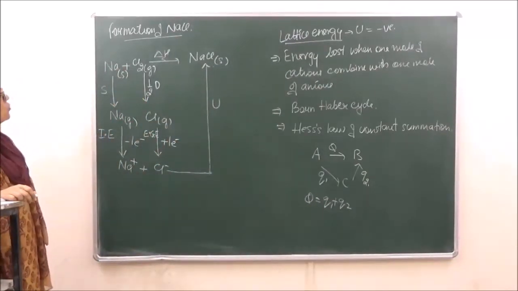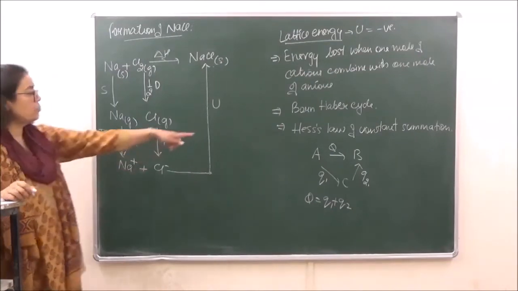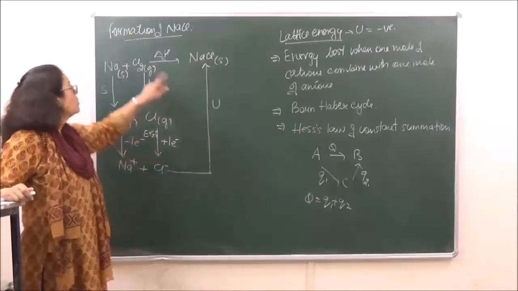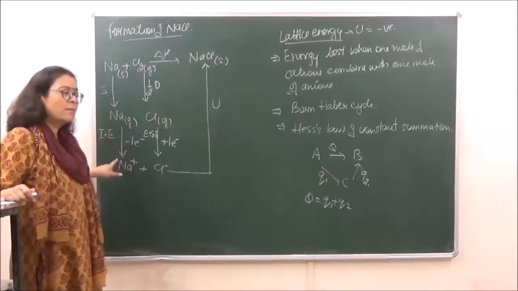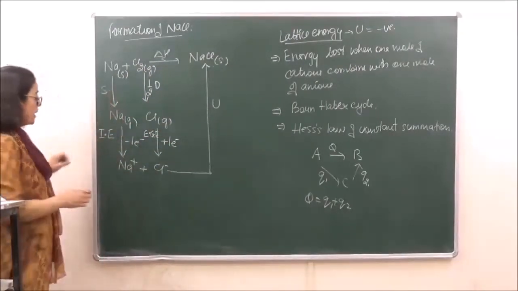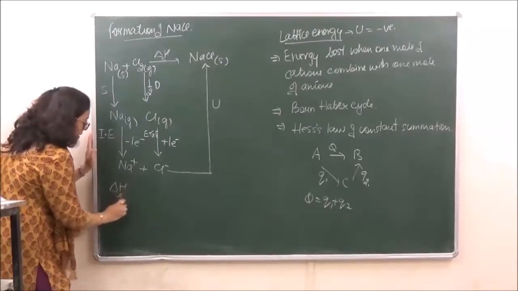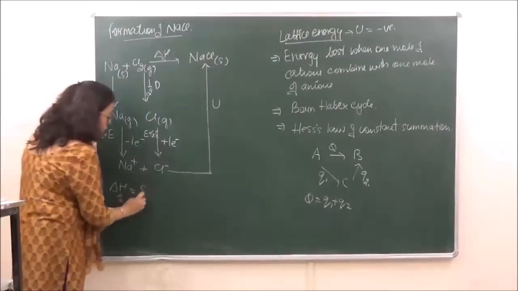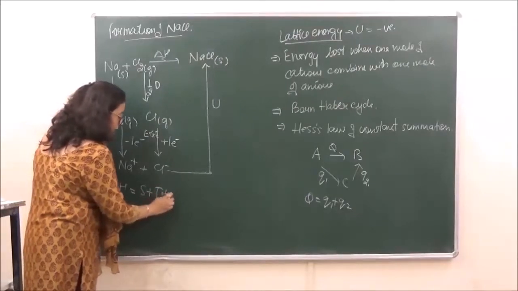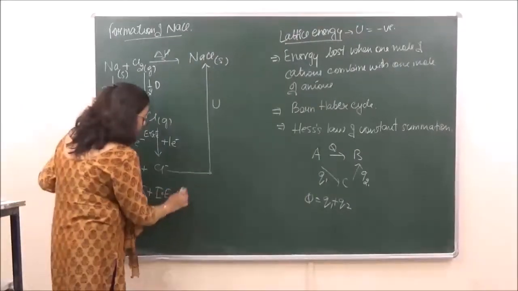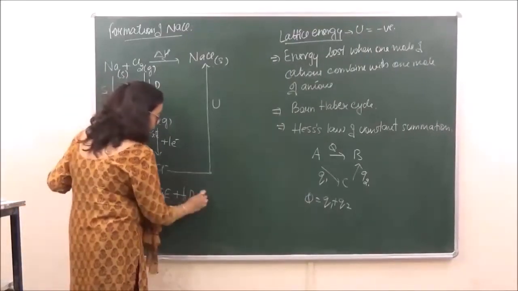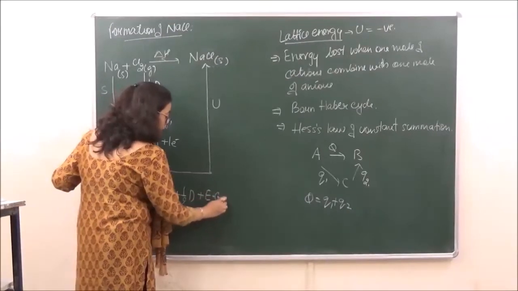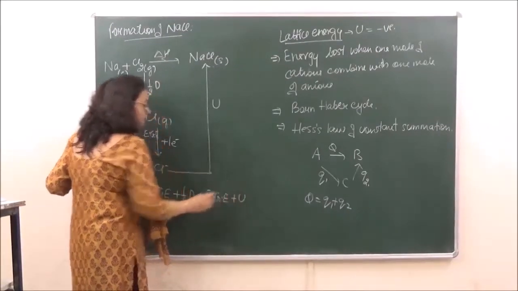In order to calculate the lattice energy, we use the Hess law of constant summation, which means that the total energy is the sum total of all the energies in the process. So we have delta H R equal to sublimation energy plus ionization energy plus half of dissociation energy plus electron gain enthalpy plus lattice energy.